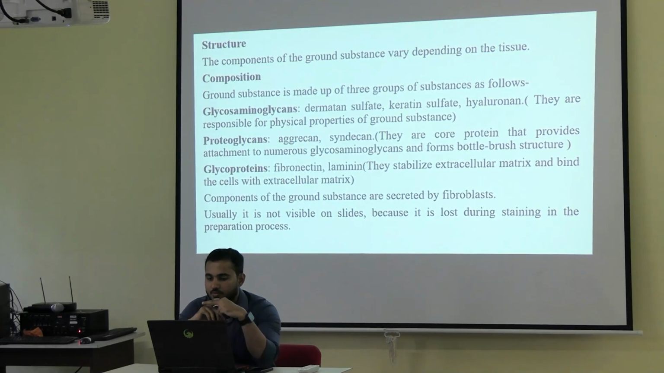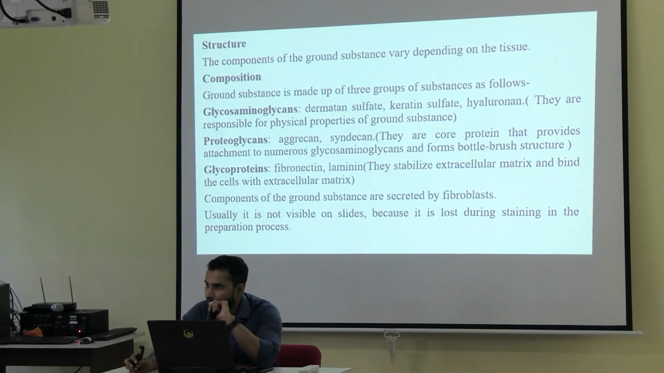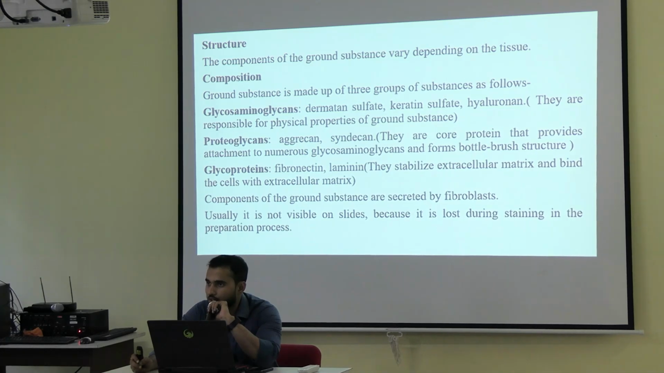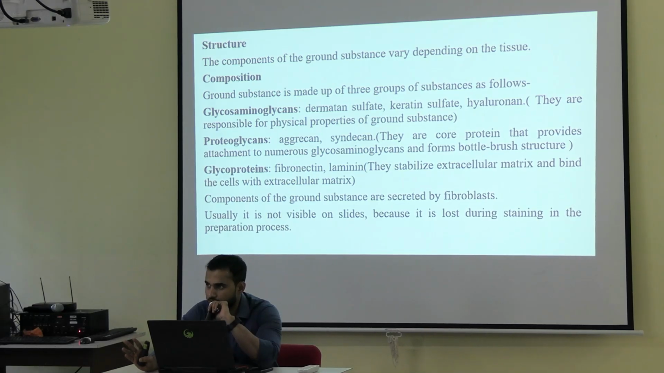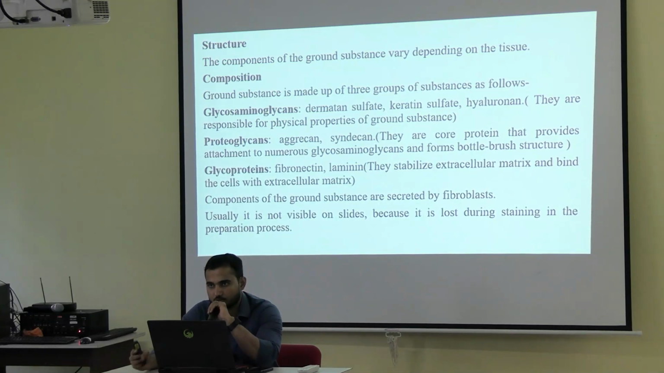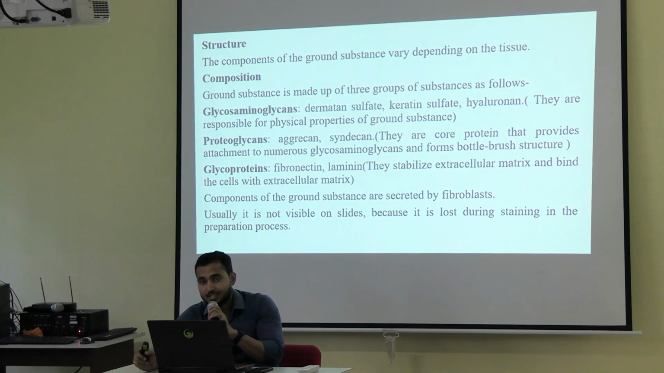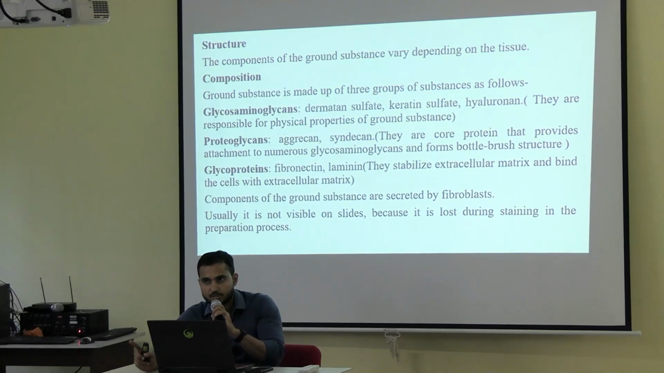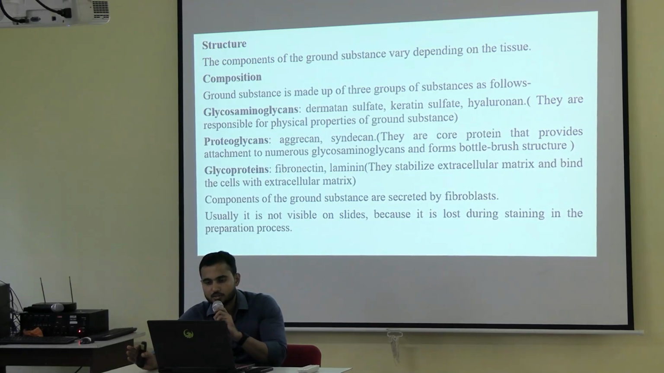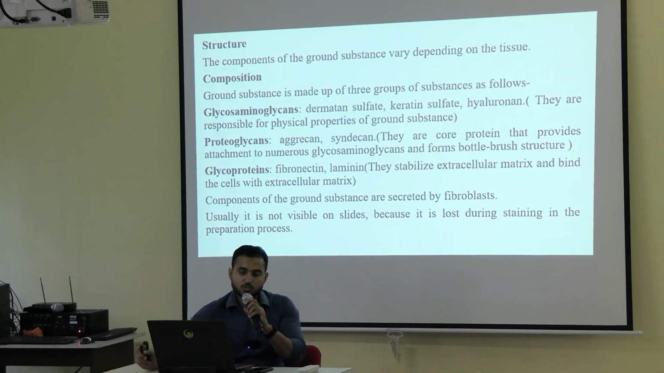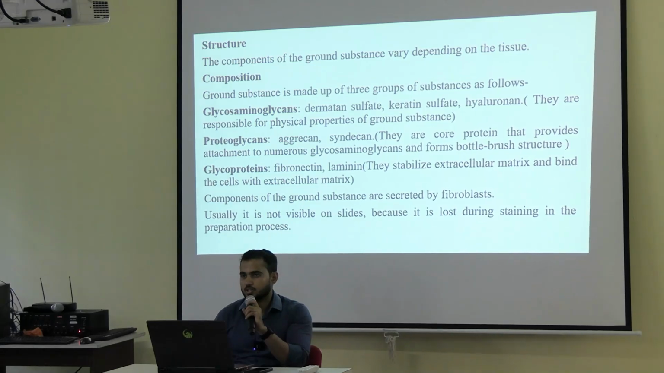Okay, so in the case of glycosaminoglycan, keratan sulfate, dermatan sulfate, these are the glycosaminoglycans. Right now there will be difficulty in understanding what glycosaminoglycan and glycoprotein are. Once it is started in biochemistry, there will be no difficulty in understanding this. Those things will be explained in biochemistry. The glycosaminoglycans give the physical property to the ground substance. Next, proteoglycans have the core protein, to which the glycosaminoglycans are attached. The attachment of the glycosaminoglycans is in such a way that it forms a bottle brush structure.